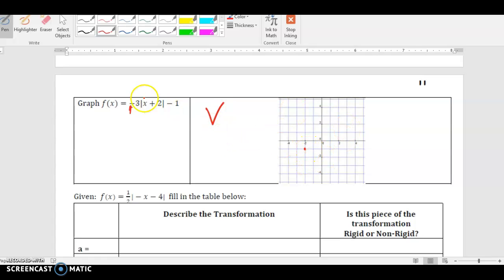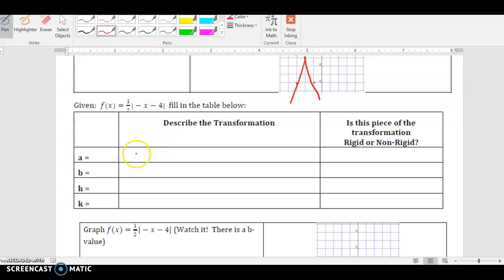So it's going to be down, but the stretch is 3. So that means the slope here is 3. So down 3, right 1. Okay. This is how it's going to be. Not so bad, but that is the vertex and this is the graph.